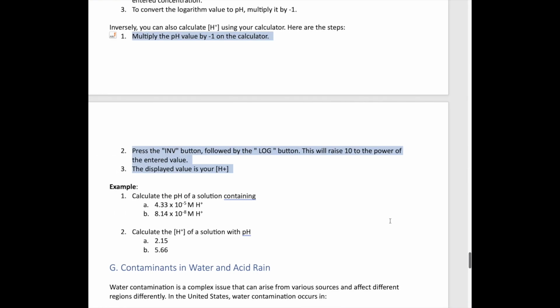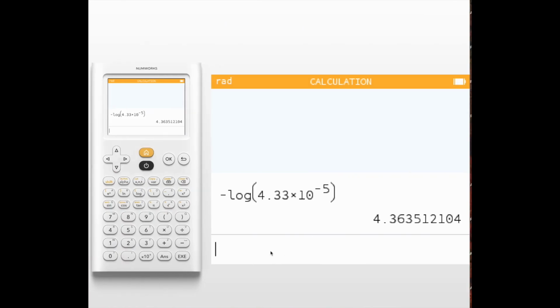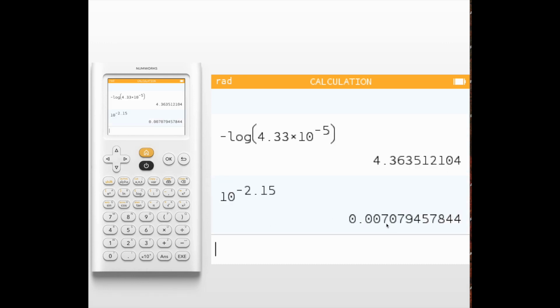Now we can do the next one, which is calculating the H plus concentration if I have a pH value. And the first one is the pH of 2.15. And so to do that, you have to multiply that by -1, which is just -2.15. And then you take 10 to the power of that number. So 10, and then there's usually a power operation like x to the y in this case. So I'll do that. And then it was -2.15 because it's negative of the pH. And then once you execute, you'll get the value of the H plus concentration.